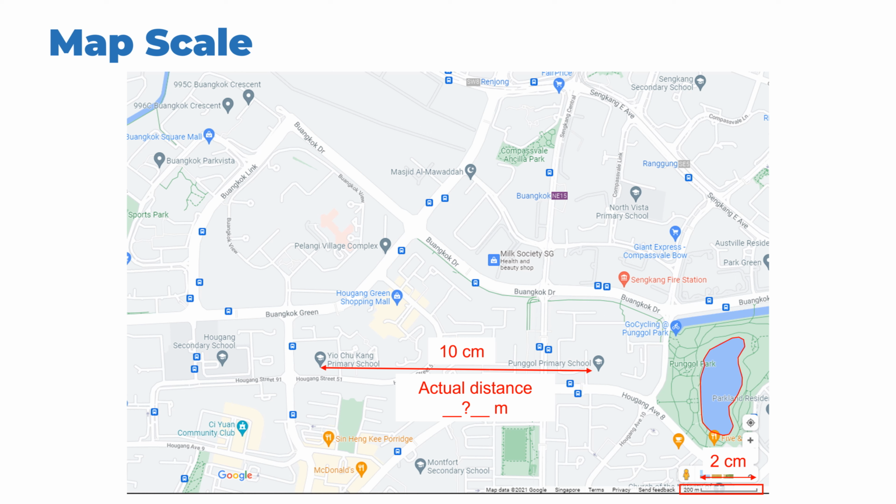Also, there is a pond in Punggol Park. Let's say if we calculate the area of the pond in this park is 8 centimeters square, what is the actual area in kilometers square? We will learn all these conversions in this lecture.